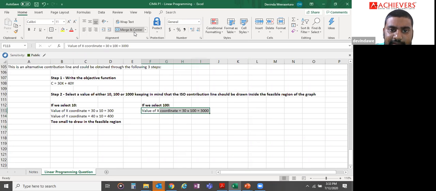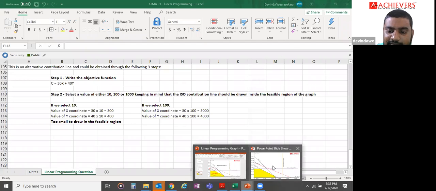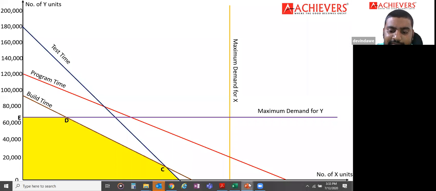Yeah, 3000. Value of y coordinate 14 to 100, 4000. Now let's go back to the graph and tell me, in this, is it possible to draw 3000 and 4000?